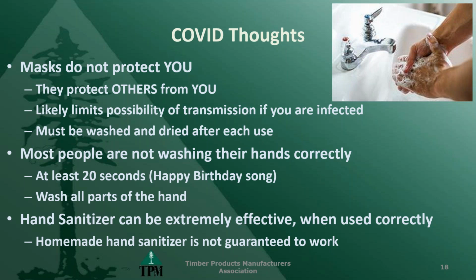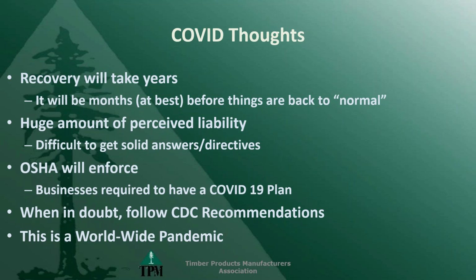One of the other things is most people do not wash their hands correctly. You want to do it at least 20 seconds. You want to get your fingernails, your thumbnails, and all around each individual finger, wash all parts of the hand. And that is shockingly effective. But that's not always an option. Hand sanitizer can be extremely effective when it's used correctly. And some of these homemade options you see online are not guaranteed to work. Let's put it that way.